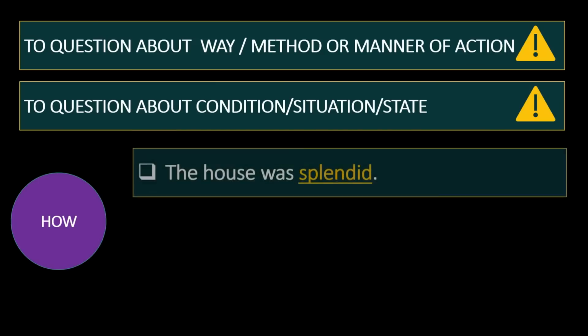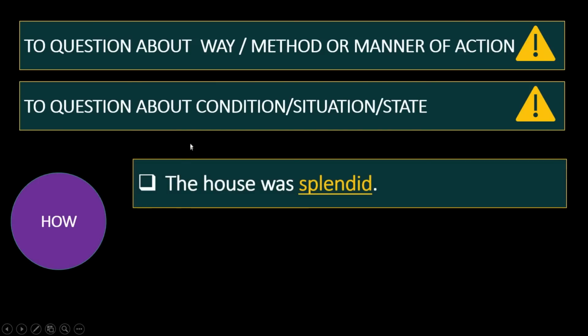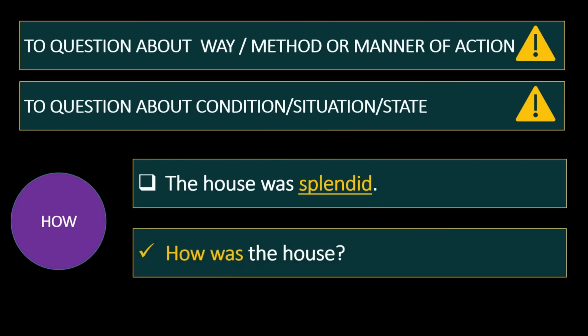Now the third example. This time let's talk about using how in order to talk about condition, situation, state. The house was splendid. Now it can be like condition, the state. Then you can use the question like this. How was the house? There's no action mentioned here. How was the house? So you can put was here after how, and then the house can be used here. How was the house? Splendid. That is the answer.